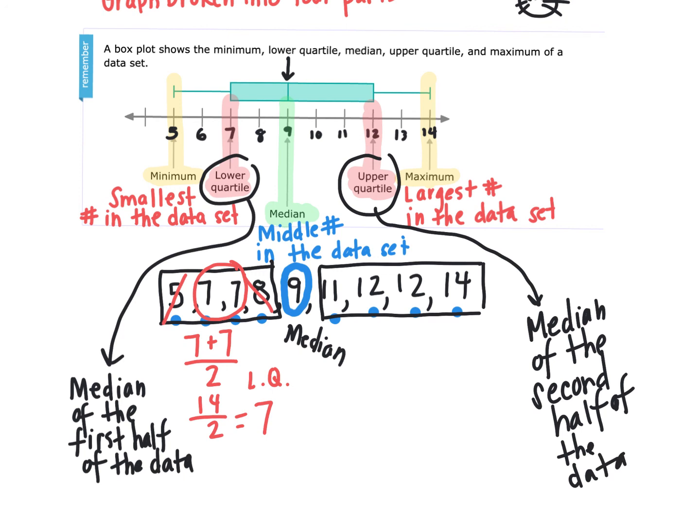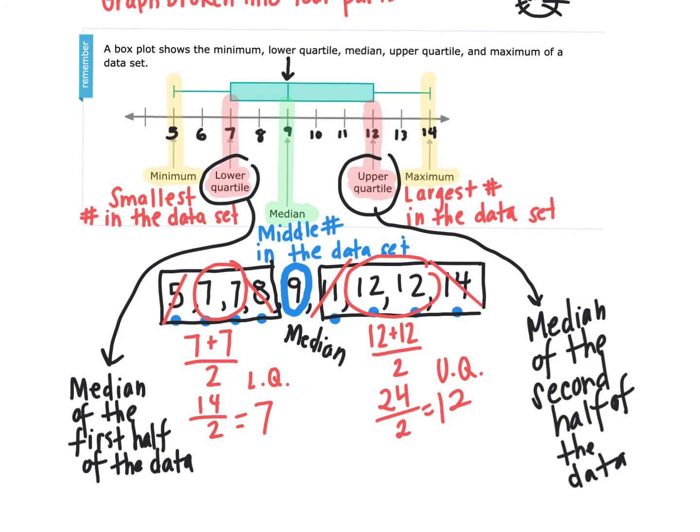Now let me get my red pen out. So I'm going to cross one out here, so I cross one out here. Well, if I do this, there's nothing left. So again, I have 2 numbers here. And if I have 2 numbers, I add them up, and I divide by 2. So in this case, it's 24 divided by 2, which is 12. That is my upper quartile. Okay, so upper quartile is just the middle number for the second half of the numbers.